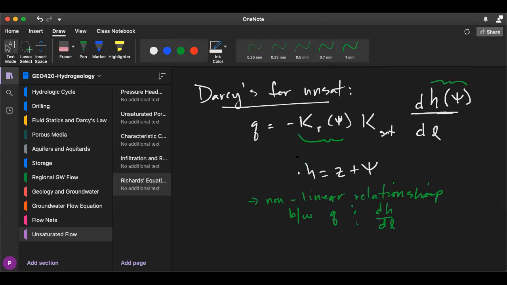All right. So two things about this. This is going to make life much, much harder when we're trying to solve any equation for unsaturated flow. And we'll discuss this when we look at Richards equation. But what we end up with is what we call a nonlinear partial differential equation. And the fundamental reason is because there's not a linear relationship between this head gradient and the discharge.